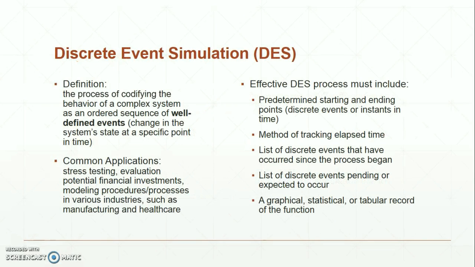So for the first type, we have the discrete event simulation. We already went over the definition of that, but basically all of these discrete event simulations must include these things over here: predetermined starting and ending points, a method of tracking the time that's elapsed, a list of events that have occurred since the process began and ones that are going to occur, and some type of graphical, statistical, or tabular record of the function. The common applications of this are stress testing, evaluation of potential financial investments, and modeling procedures and processes, and it's typically used in manufacturing or healthcare.